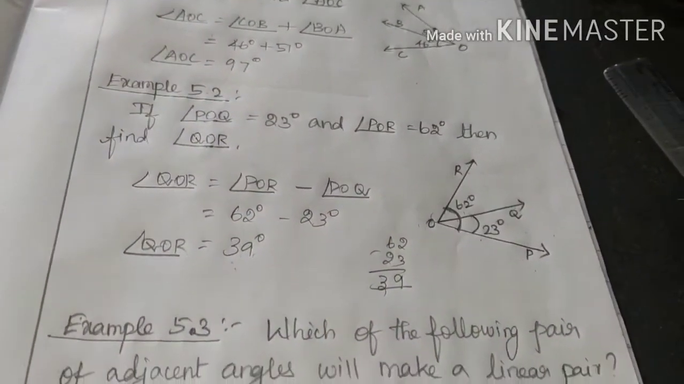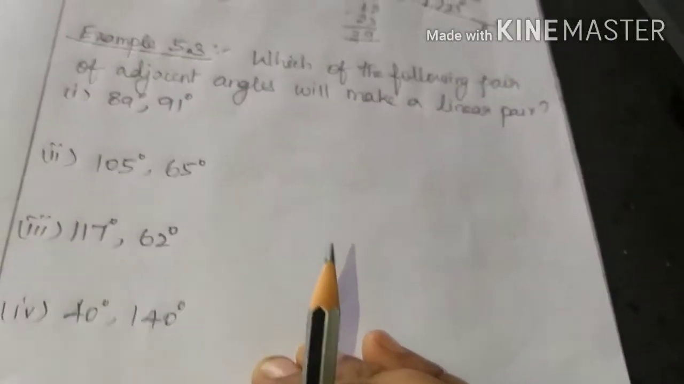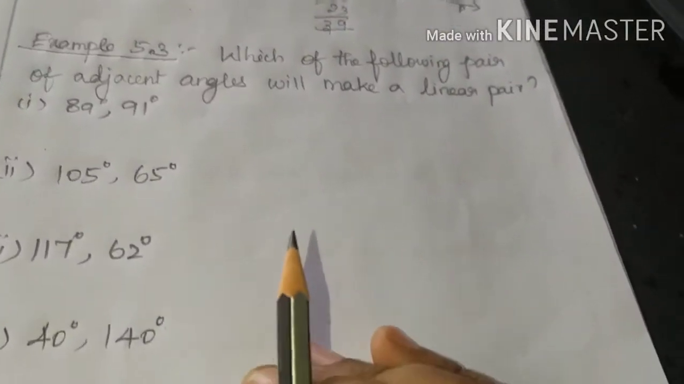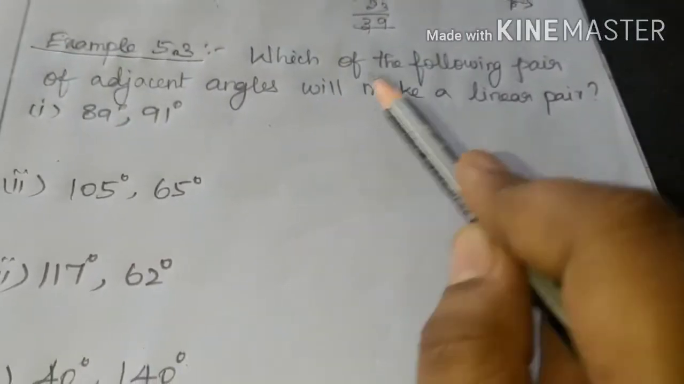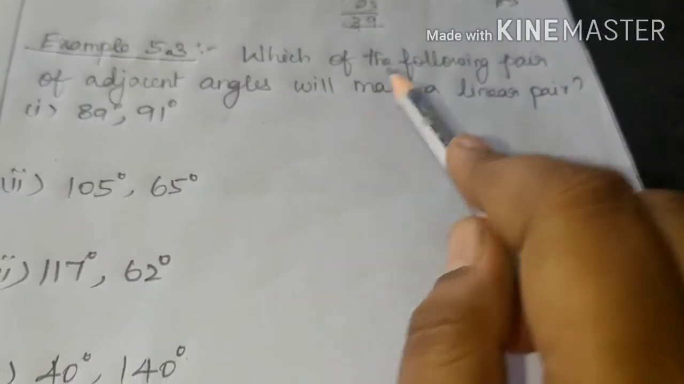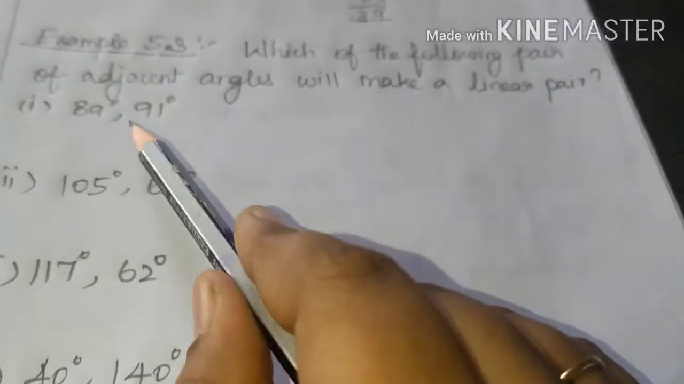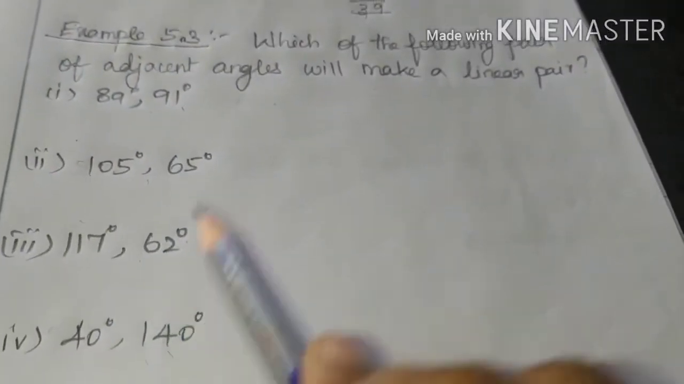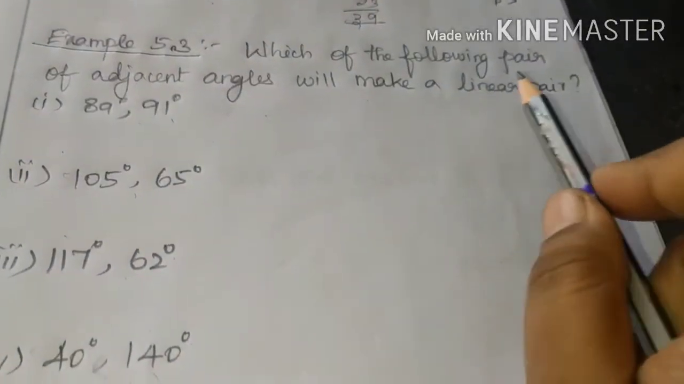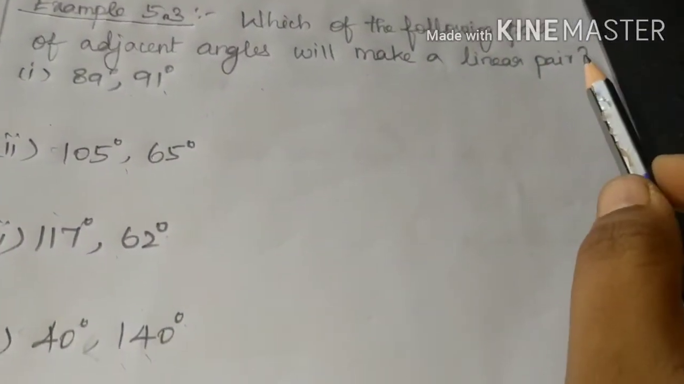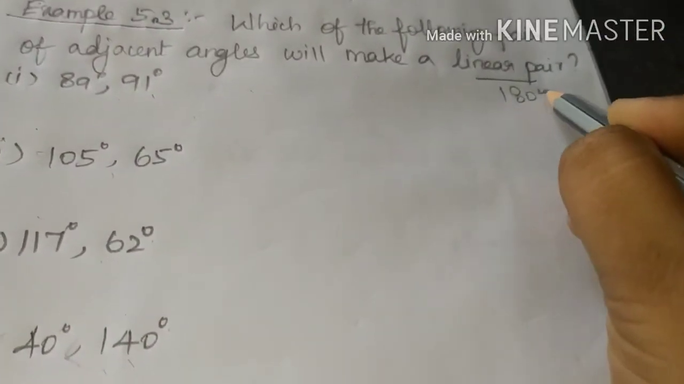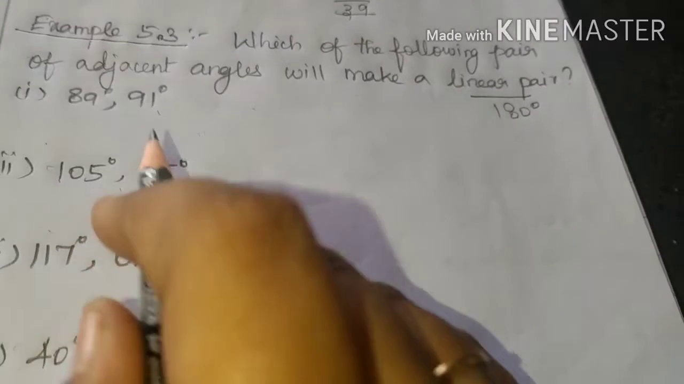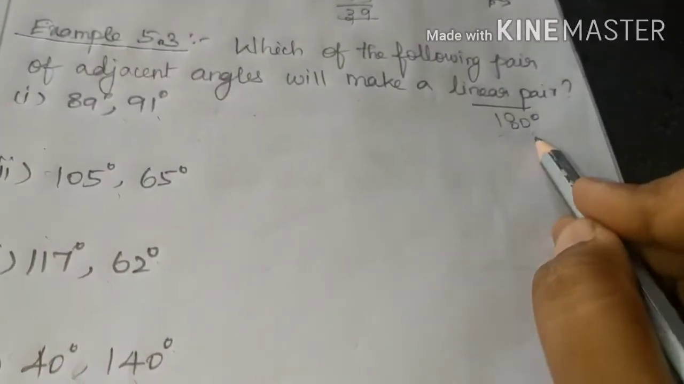Okay, so next is example number 5.3. Which of the following pairs of adjacent angles will make a linear pair? They have given two adjacent angles, and they say they are adjacent. Linear pair means if we add these 2 angles, we want to get 180 degree. If we add these 2 angles, we have to get 180 degree.